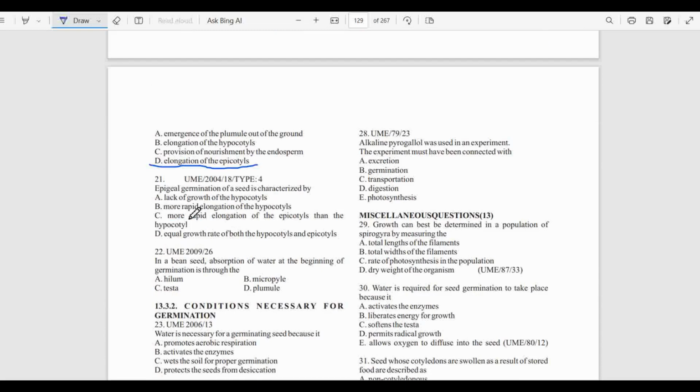Question 21 again. It says in epigeal germination, what happens? More rapid elongation of the hypocotyl. No wasting of time. The right answer here is option B.